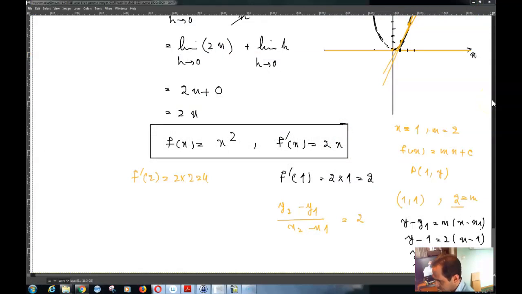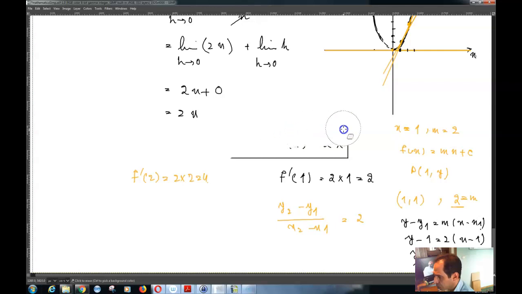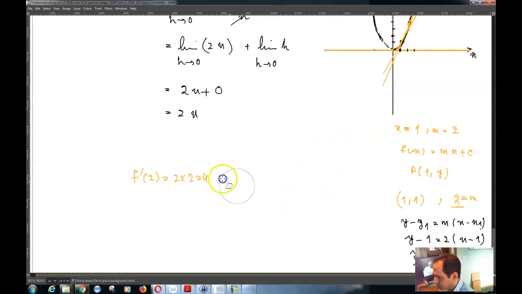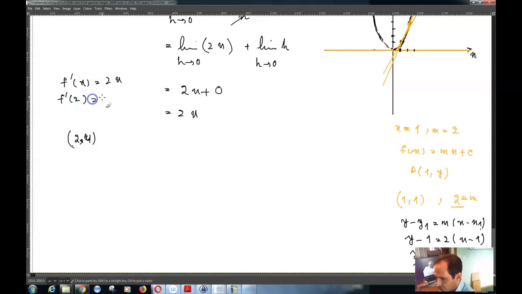So 2 comma 4 is basically another point on the graph of the function. Now based on the derivative, I know that f prime of x is equal to 2x. So when x is equal to 2, f prime of 2 is going to be equal to 2 times 2, which is equal to 4. So this is the slope of my line. So my m is equal to 4.